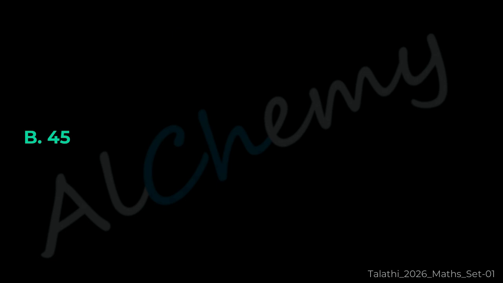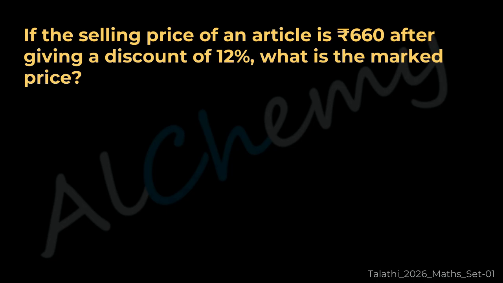The correct answer is B. 45. Question 32. If the selling price of an article is 660 rupees after giving a discount of 12%, what is the marked price? A. 700 rupees. B. 720 rupees. C. 750 rupees. D. 800 rupees.